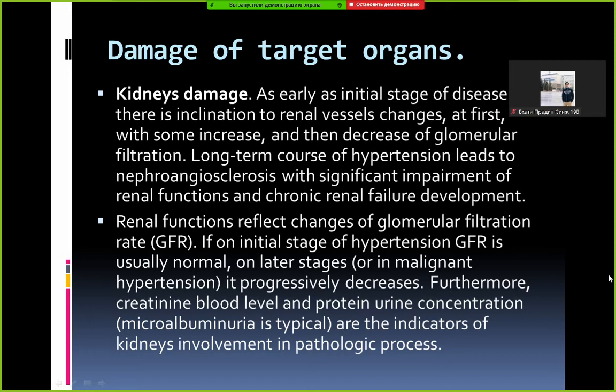So long-term course of hypertension leads to nephroangiosclerosis with significant impairment of renal functions and chronic renal failure development. Renal functions reflect changes of glomerular filtration rate. If on initial stage of hypertension, glomerular filtration rate is usually normal, on later stages or in malignant hypertension, it progressively decreases. Furthermore, creatinine blood level and protein urine concentration, microalbuminuria is typical, are the indicators of kidneys involvement in pathological process.